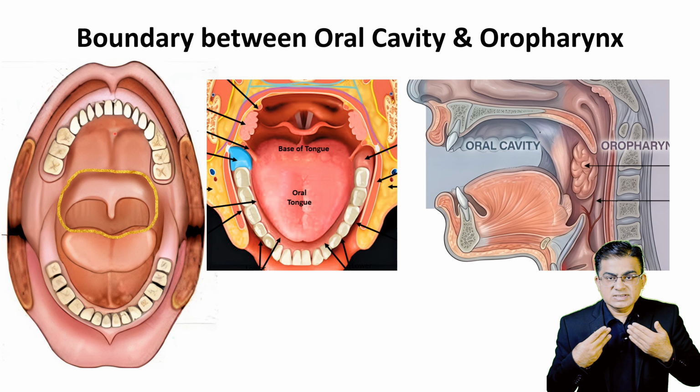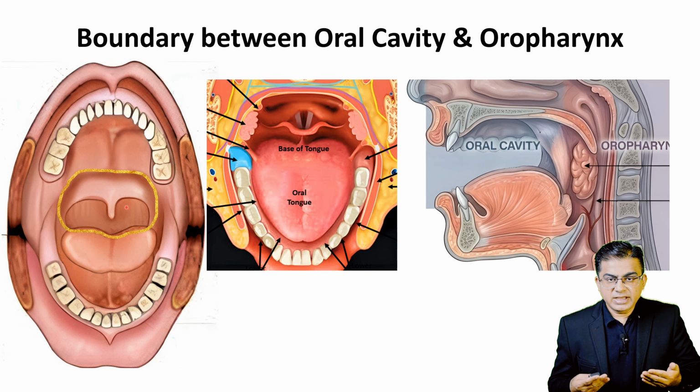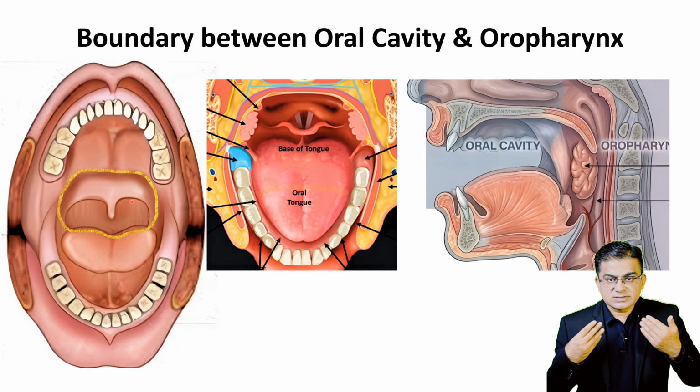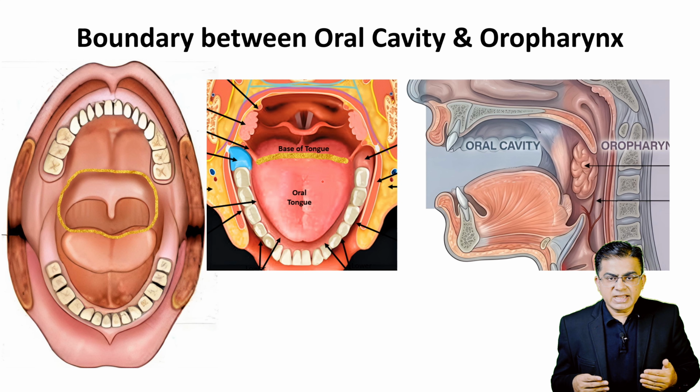Anything anterior to this golden line is the oral cavity, and posterior to this line is oropharynx. Look in the middle image. Anything anterior to the circumvallate papilla and anterior tonsillar pillar is oral cavity. Posterior to this is oropharynx. You see this image. Here also, the line is at the anterior tonsillar pillar.